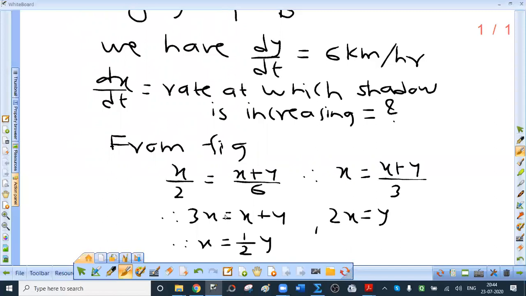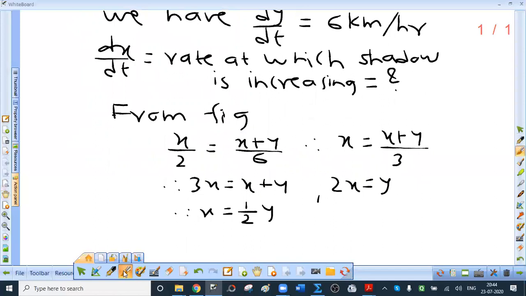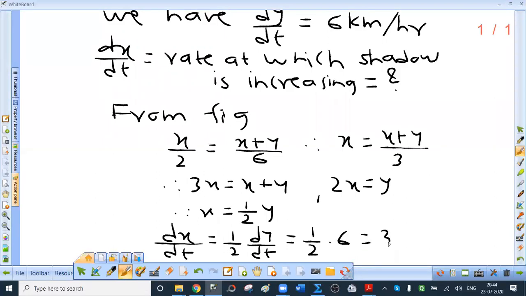Now you have to differentiate both sides with respect to t. On differentiating both sides with respect to t, dx/dt is half dy/dt. Now dy/dt is given. The man is moving away from the lamp post at 6 km per hour. So half into 6, so 3 kilometer per hour. This is the final answer.